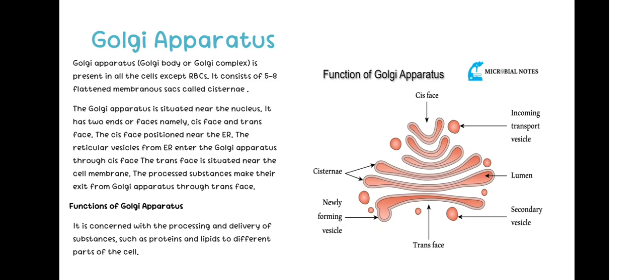If any substance needs to be transferred to the cell, it will come first near the trans face, then enter through the Golgi apparatus and pass through the cis face into the cell. The function of the Golgi apparatus is the processing and delivery of substances such as proteins and lipids to different parts of the cell.